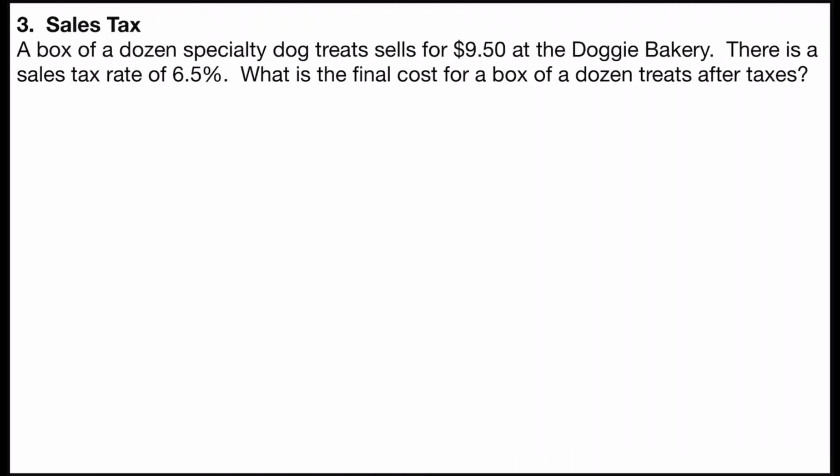Problem number 3 is a sales tax question. It says a box of a dozen specialty dog treats sells for $9.50 at the doggy bakery. There is a sales tax rate of 6.5%. What is the final cost for a box of a dozen treats after taxes? So I need to find out how much money will be added in taxes. So I need to find 6.5% of the original price, which is $9.50.